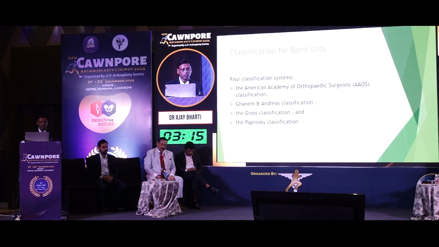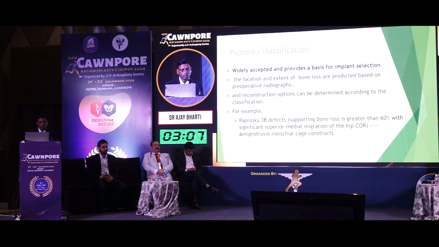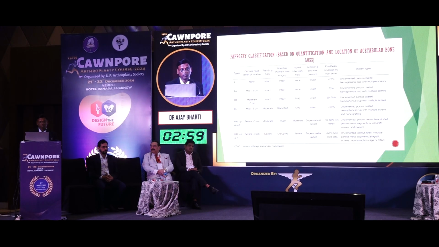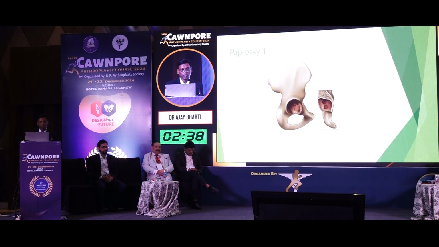Although the previous speakers have already emphasized the classifications, I'll be skipping those. Presently the Paprosky classification is widely accepted and it provides the basis for implant selection. In type 1, uncemented porous coated cup; type 2, same thing, but with some change in selection of implant, with multiple screw holes or rim fit with multiple holes. And in type 3A and 3B, we need to have some kind of augments to fix these bone voids.